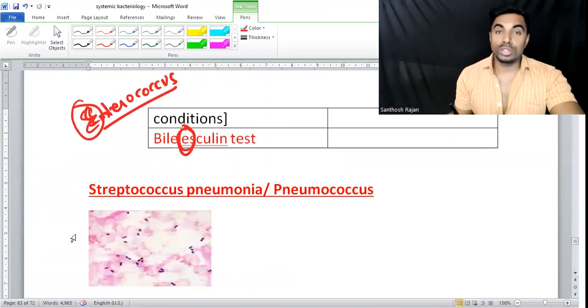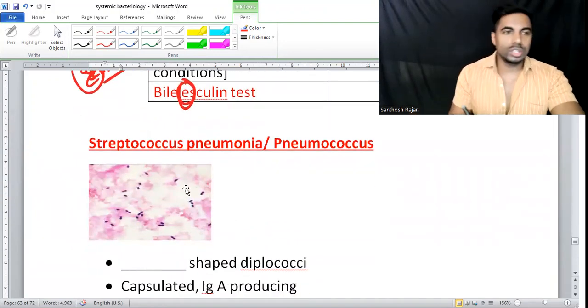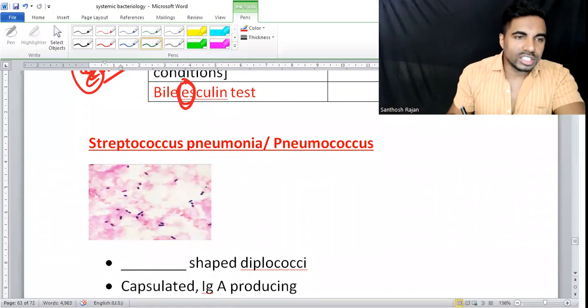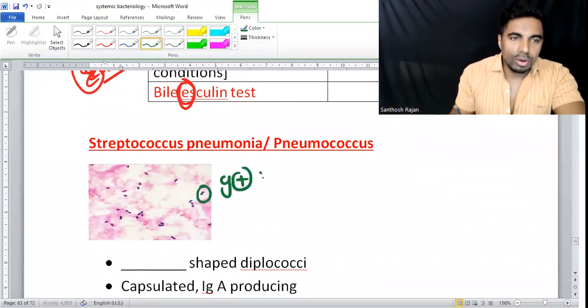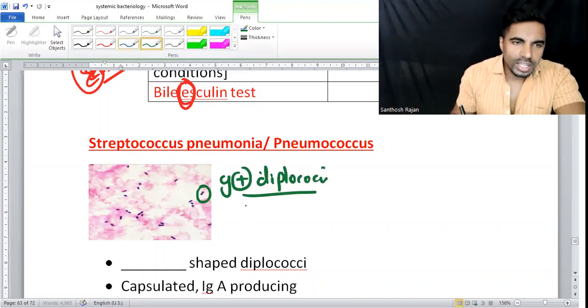Okay. So now let's go to pneumonia. Very, very important one. Streptococcus pneumonia, what are the characteristic features you should know? Look at this picture. This is a gram-positive diplococci. Diplococci means do cocci hota hai na. So what is the appearance here? The appearance is like this. So this is called what? This is the lanceolate shape.